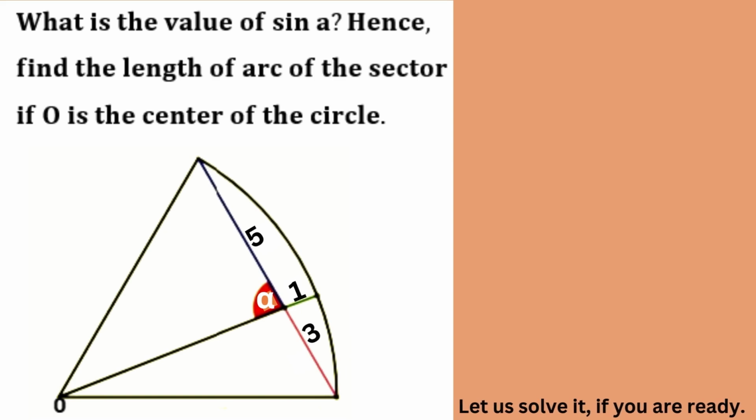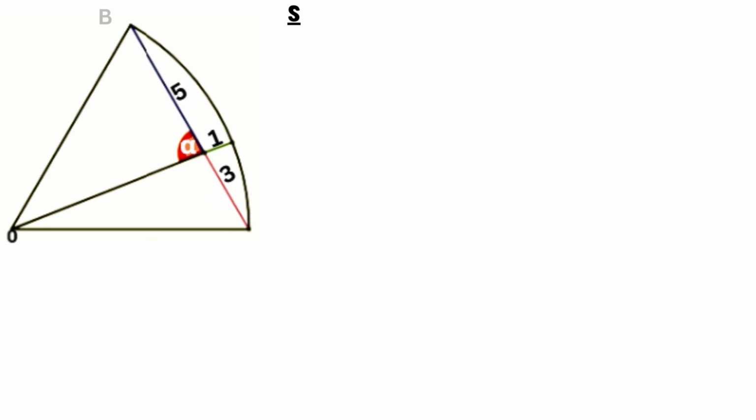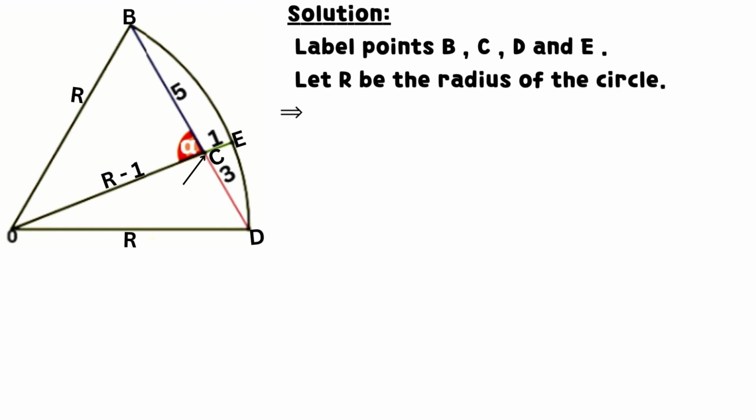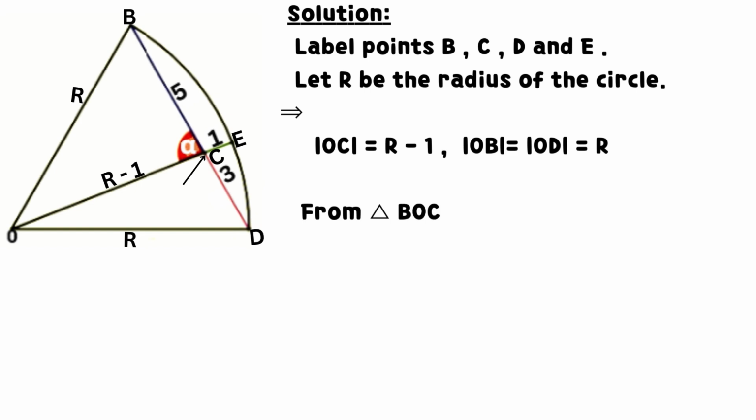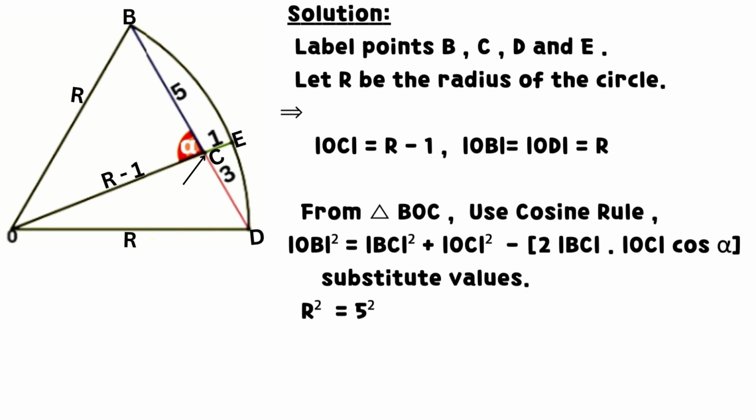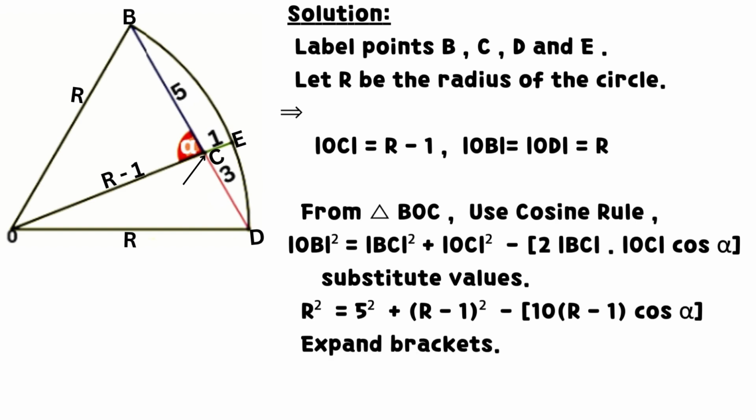Find the value of sine alpha and the length of arc of the sector. Label points B, C, D, and E. Let R be the radius of the circle. It implies that line OC equals R minus 1 and line OB equals line OD, which equals R. R is the radius of the circle whose sector BODE is given.